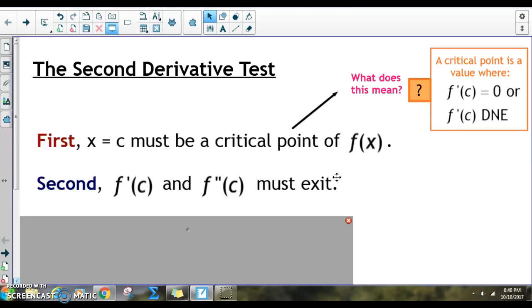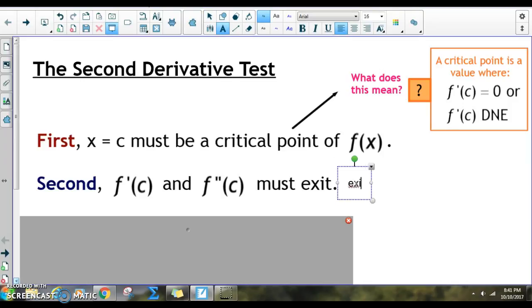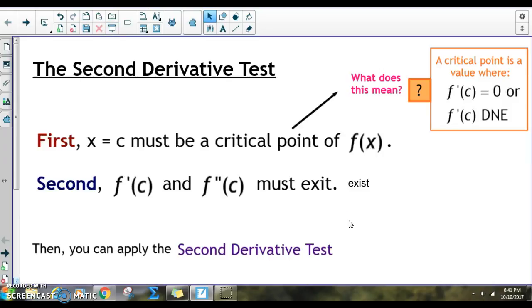Second of all, and this is specifically for Charlie, the first derivative and the second derivative must exist. Or what we like to say in the world of mathematics is that it must exist. Sorry for my typo. Okay, so if the first derivative and the second derivative exist, then you'll be able to apply the second derivative test. So let's see what that test looks like.